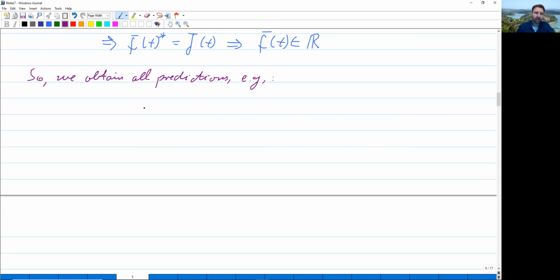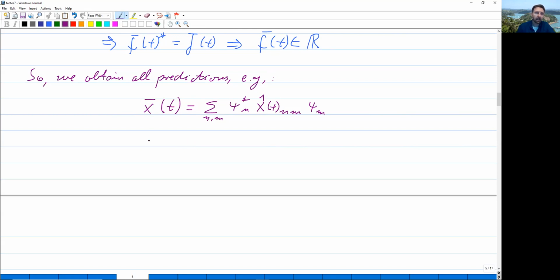For example, we obtain a prediction for the position expectation, given by the sum over n and m of psi star n, x hat of t n m, psi m. It's very concrete, right? We pick some vector psi and then we use our solution x hat and we work out what this is. We get a real number. That's our prediction for the position as a function of time.